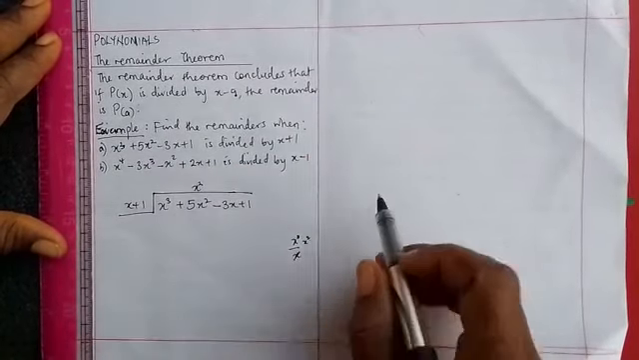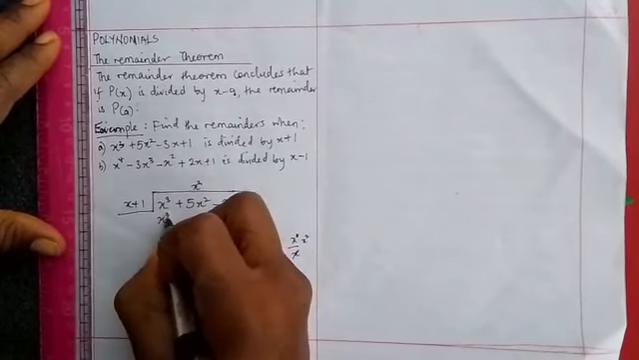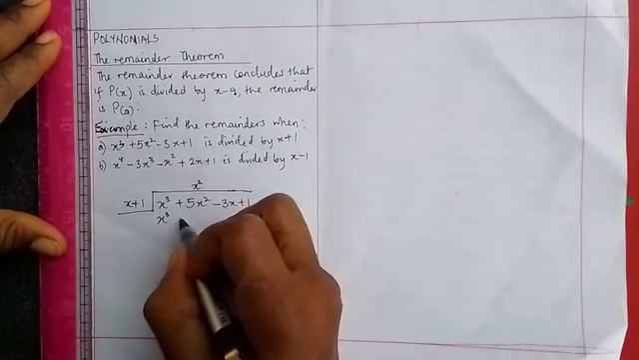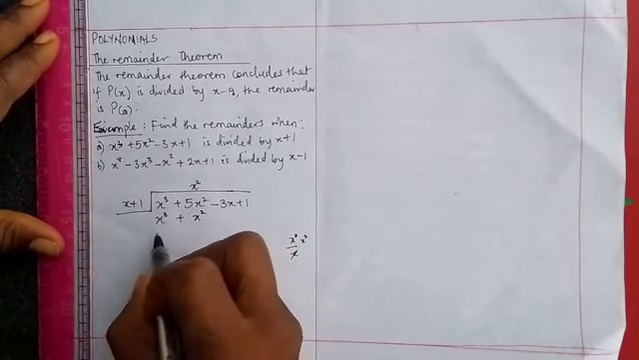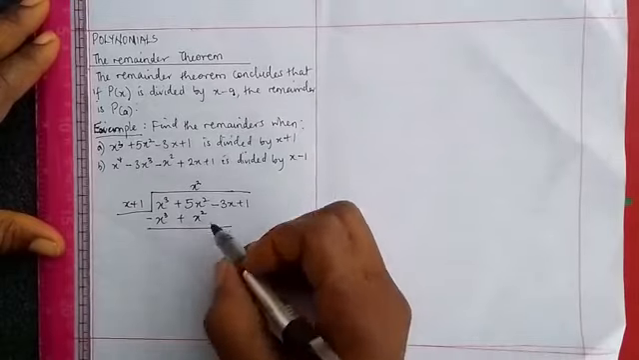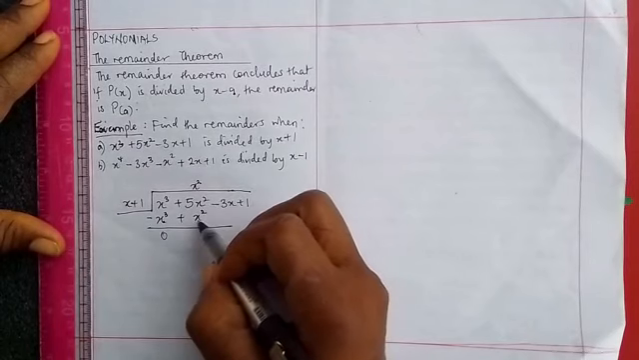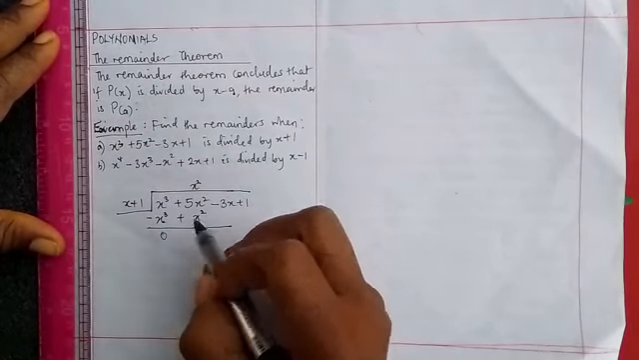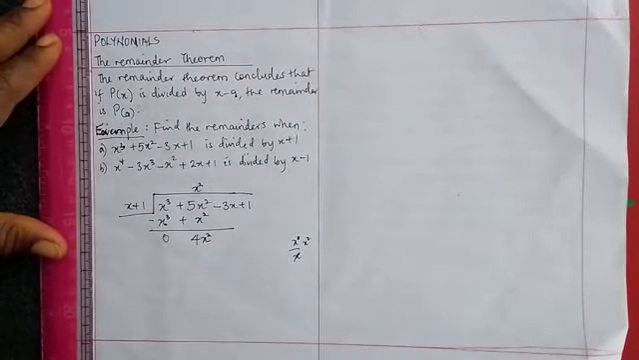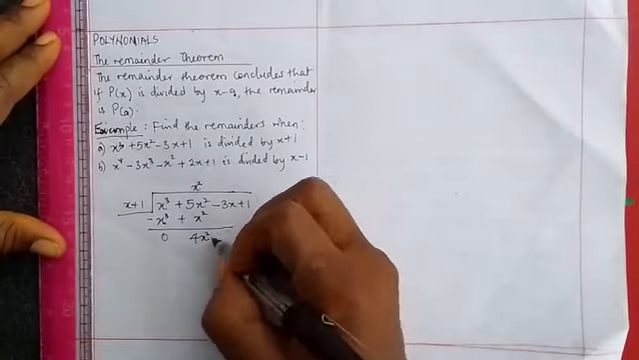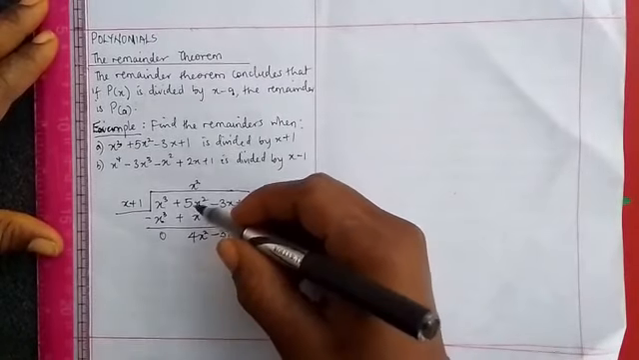Now immediately you divide, the next thing you do, you multiply. X squared times x will give you x cubed. Then x squared times 1 will give you plus x squared. You subtract. X cubed minus x cubed is 0. 5x squared minus x squared will give you plus 4x squared. You bring down the next number, which is minus 3x.